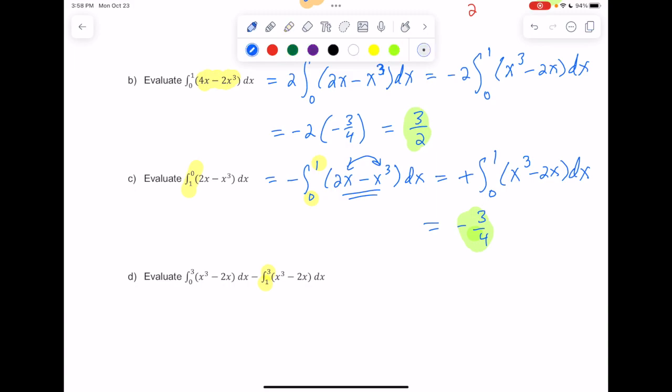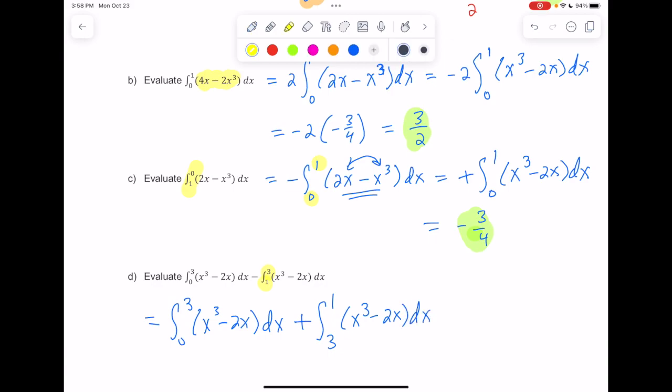So that's what I'm going to do. I'm going to copy the first one. So integral from 0 to 3 of x cubed minus 2x dx. And then I'm going to switch the limits of integration on the other one, put the 1 up top and the 3 on the bottom. But if you do that, it changes the sign. So what was a negative becomes a positive. And then it's x cubed minus 2x dx. But now we've got the match that we were looking for.